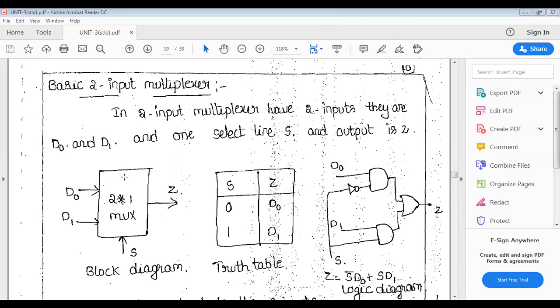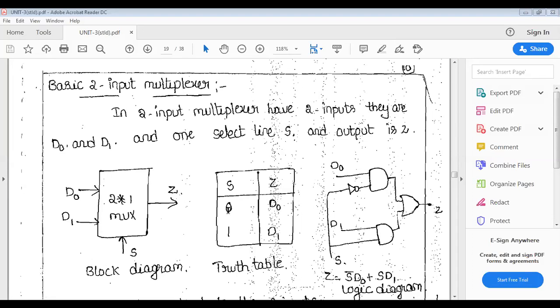So a multiplexer has 2 power n inputs, n selection lines, and one output line. Here n is 1, so there is 1 selection line, 2 inputs and one output. The 2 inputs are D0 and D1, S is the selection line and Z is the output.